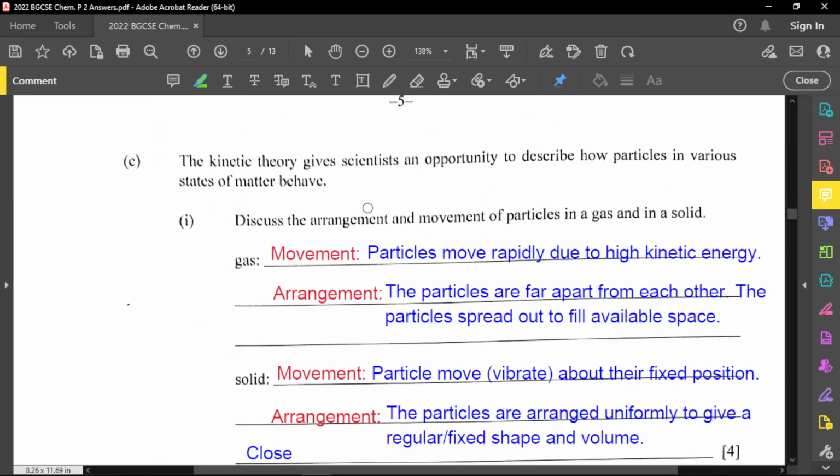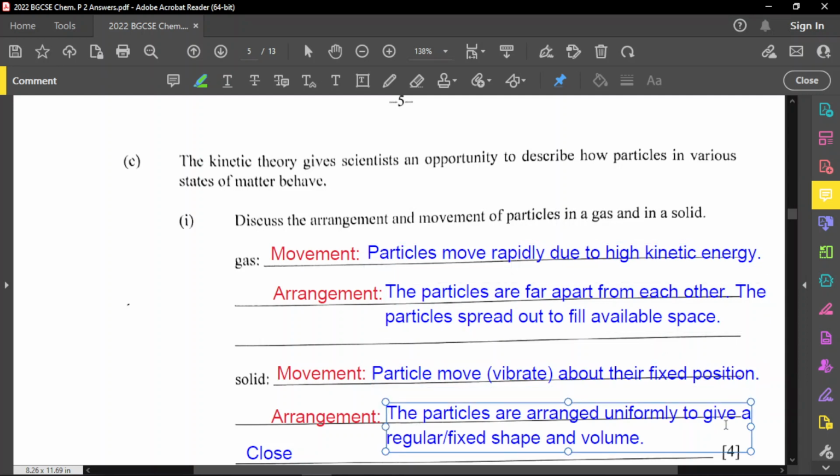The kinetic theory gives scientists an opportunity to describe how particles in various states of matter behave. And so part 1 asks us now to discuss the arrangement and movement of particles in a gas and also in a solid. And so the movement in gas, the particles will move fast or rapidly. And this is due to high kinetic energy. You do not need to explain why, you just need to tell the movement, and the movement is very fast or rapid. So that's the mark.